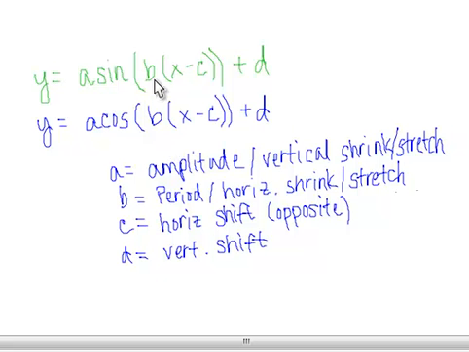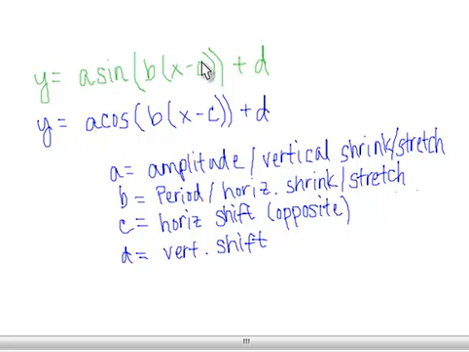Period will be affected by a horizontal stretch or shrink. Period will be some sort of multiplier directly onto the x. So you'll have sine of maybe b times x or something to that nature. It's also divided. If you divide something by x, remember, x divided by 2 is the same thing as 1/2 x. So anything that's directly multiplying onto the x is that horizontal stretch or shrink.